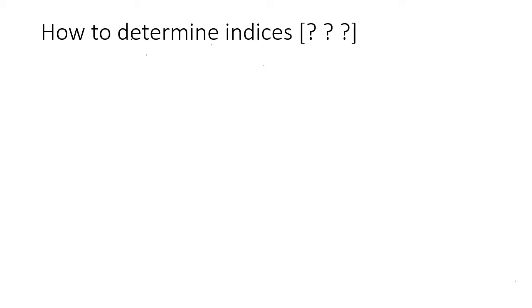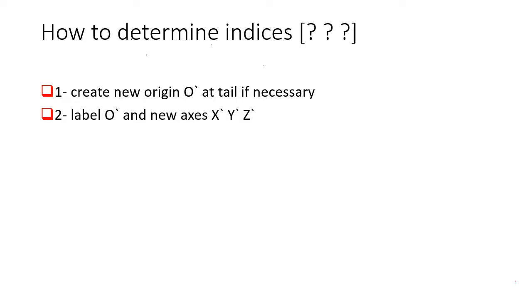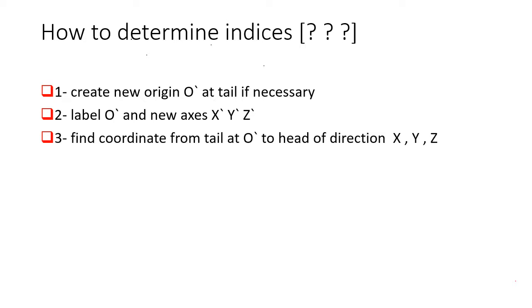So how to determine indices? We are going to determine indices. What are the rules? The first rule: create new origin O prime and tail if necessary. Let's see what it is. In the next slide I will explain it with the example. The second rule is label O prime and new axis x prime, y prime, and z prime.